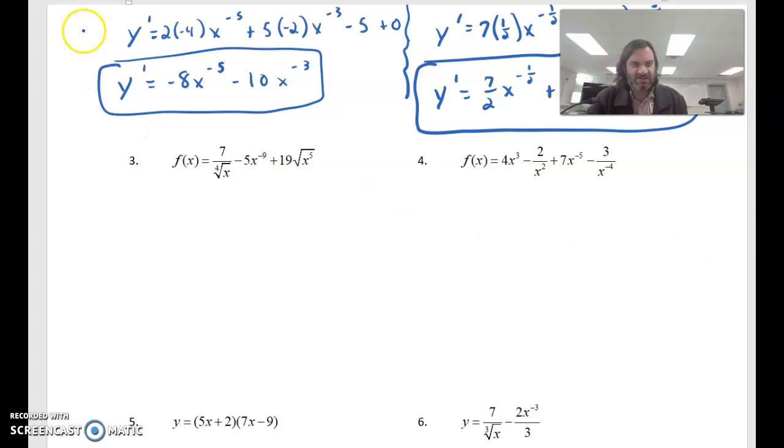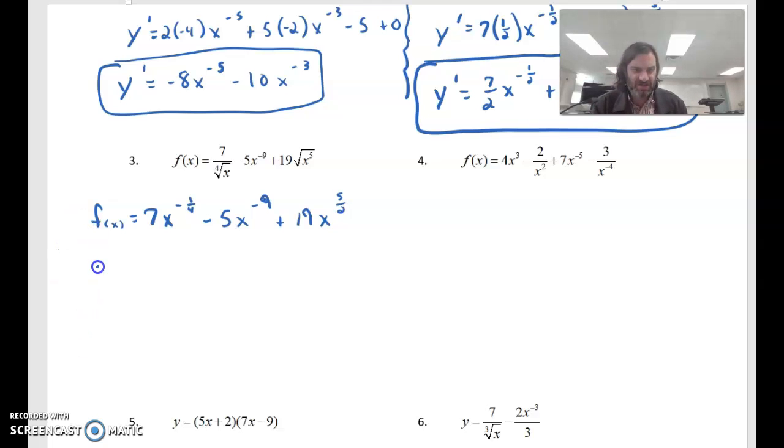Okay, the next set here, number 3, f of x equals 7 over the 4th root of x. Let's just go ahead and rewrite that. So the function, that part will be 7 times x to the negative 1/4. Change the 4th root to a 1/4 power and bring it to the top. The next term is minus 5x to the negative 9. No need to rewrite that, so we'll just write it down. And then plus 19 times the square root of x to the 5th. So that'll be 19 times x to the 5 halves.